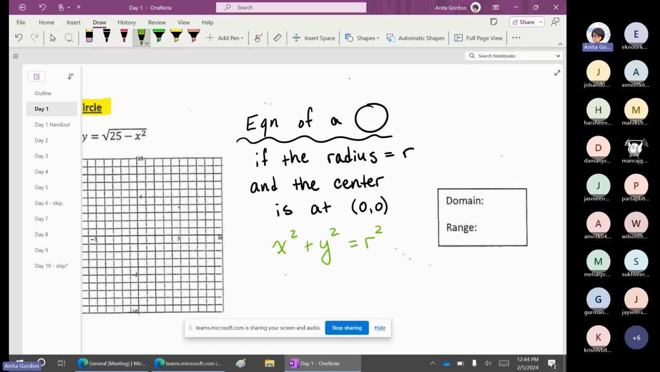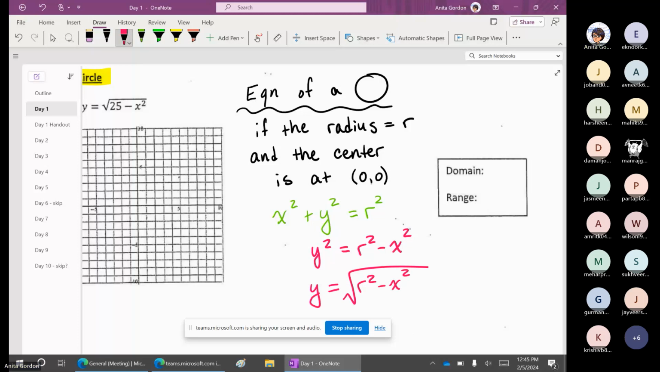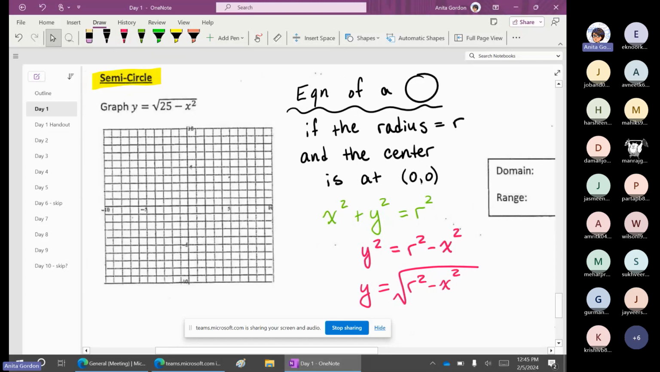So if I take the equation of a circle and I solve for y to make it into y equals, I'm going to get y squared equals r squared minus x squared, which means y equals r squared minus x squared, all square rooted. Notice that that looks like this. So what information can we gather from this equation? What do we know about it?